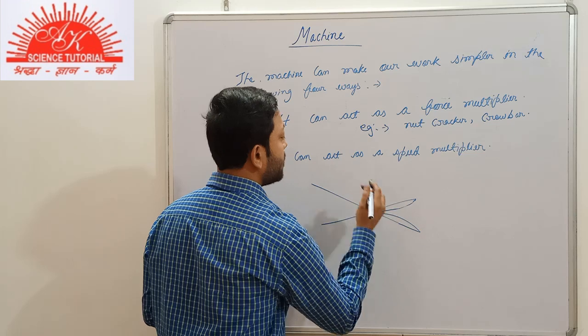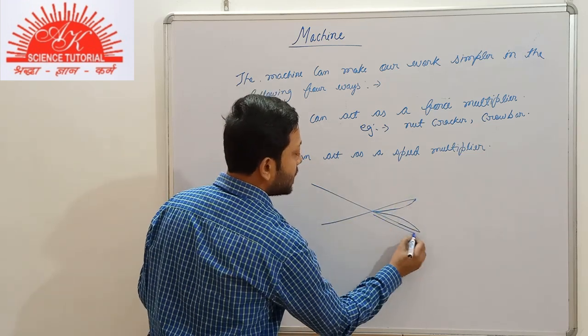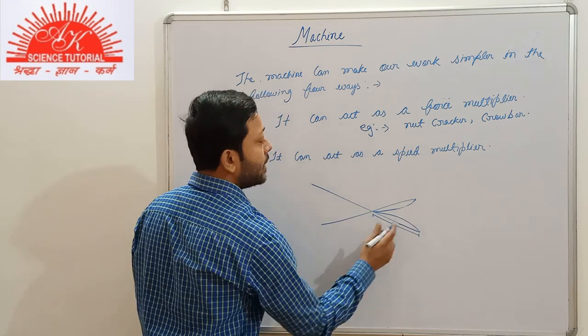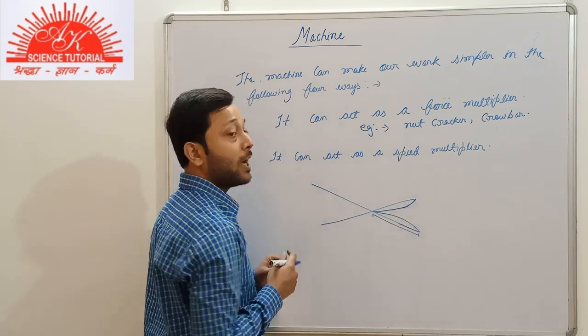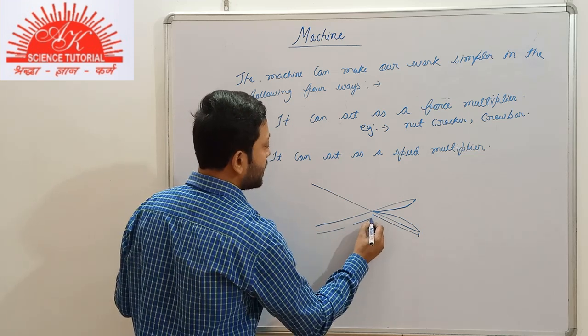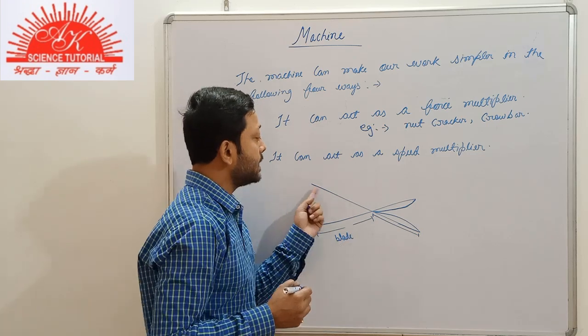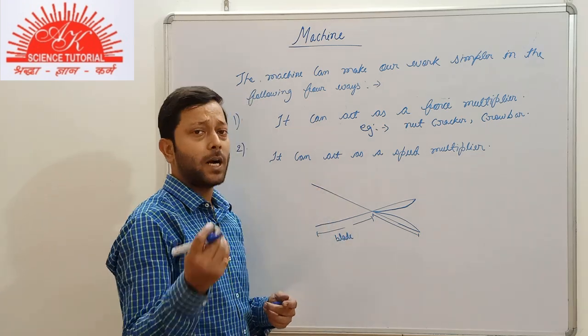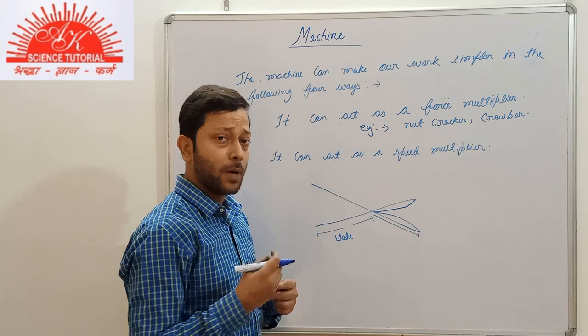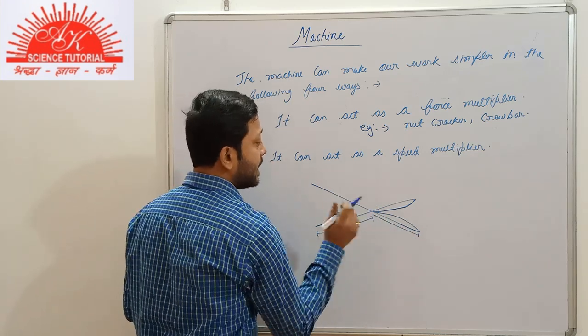We have the example of scissors. This part, what is it? It is the handle, from where we apply the effort, from where we apply the force. And this part is the blades. This is the blade that cuts the load. It might be cloth or it might be paper. So this is the blade and this is the handle.